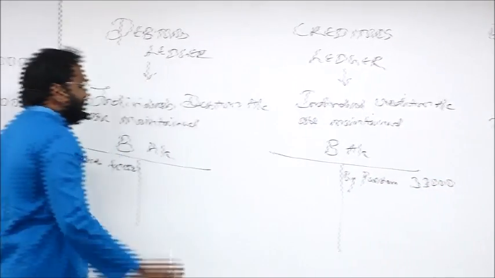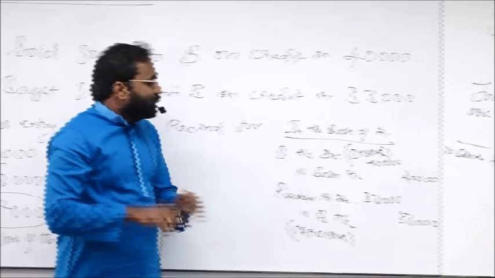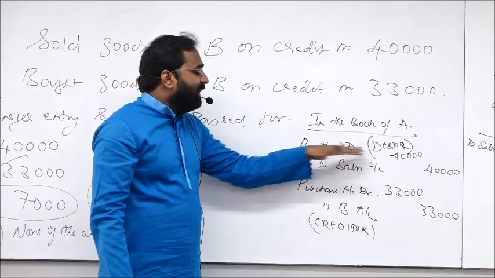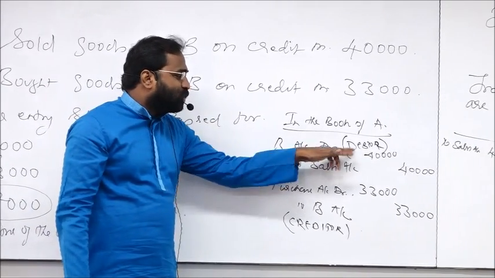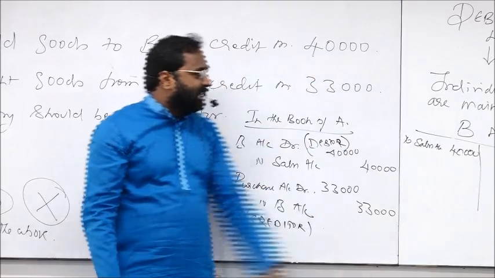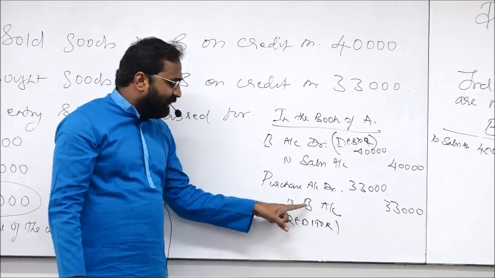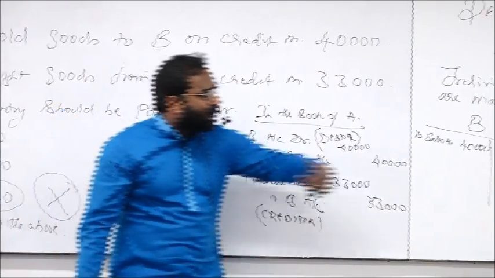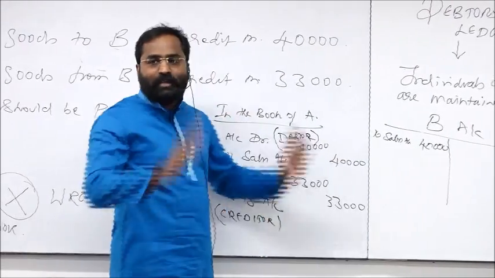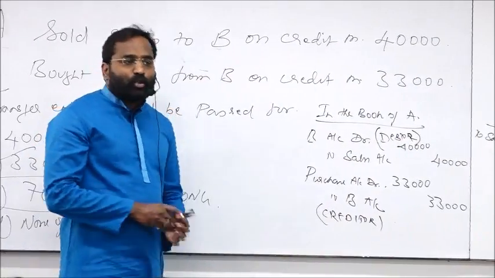Yes or no? Both are the same parties. So for a sale transaction, we debit the debtor account, B account debit, so debtor. So it has been posted in debtors ledger. For purchase from B, here B is creditor. B account is opened in creditors ledger and we have done the posting.